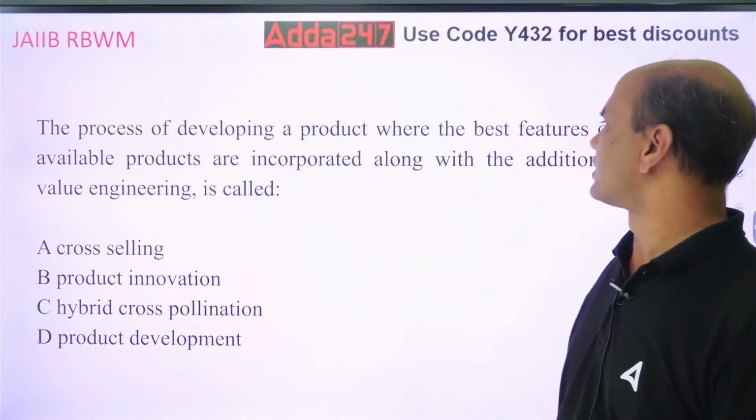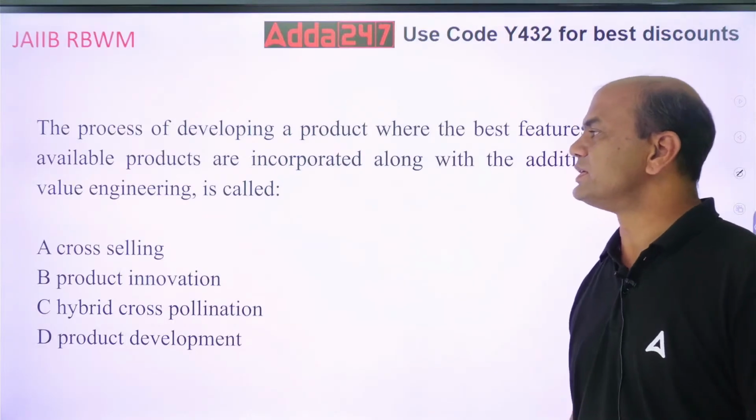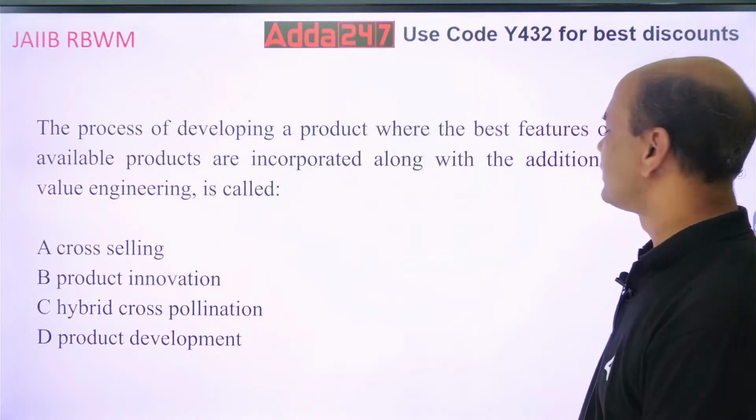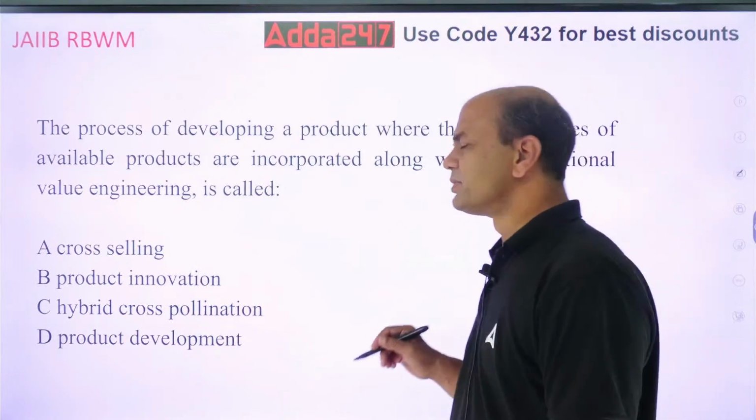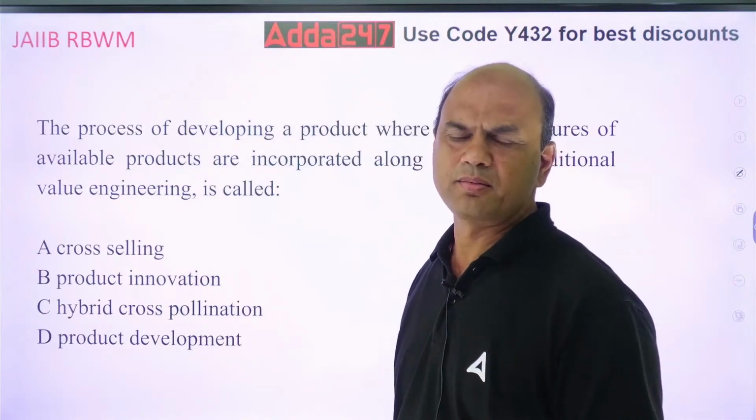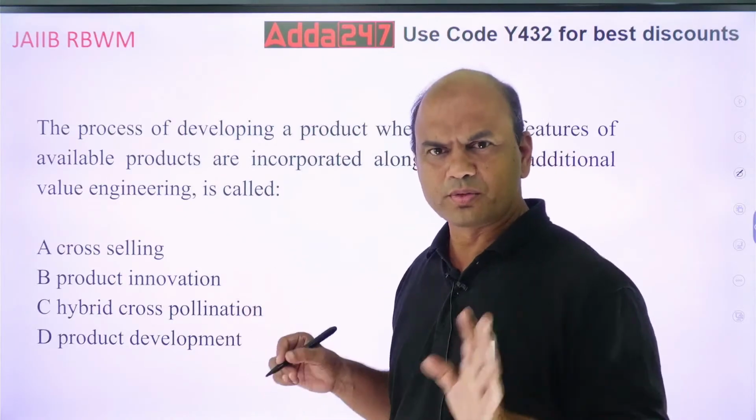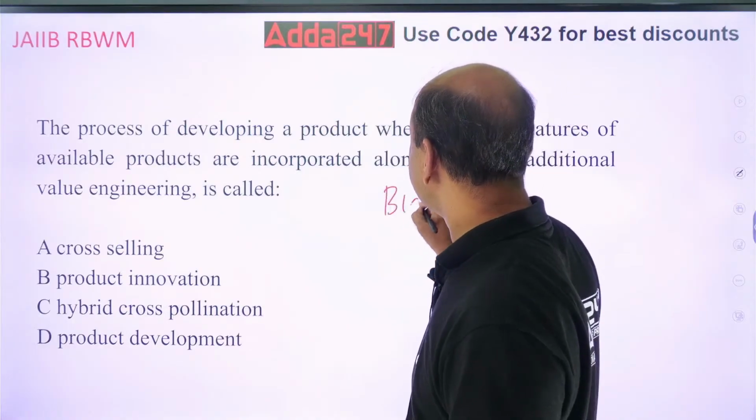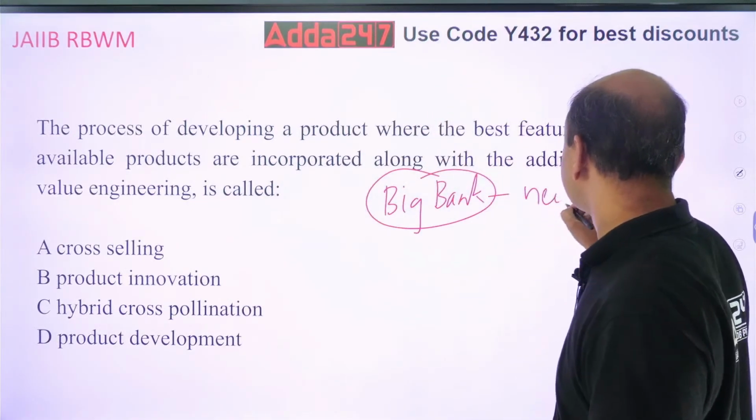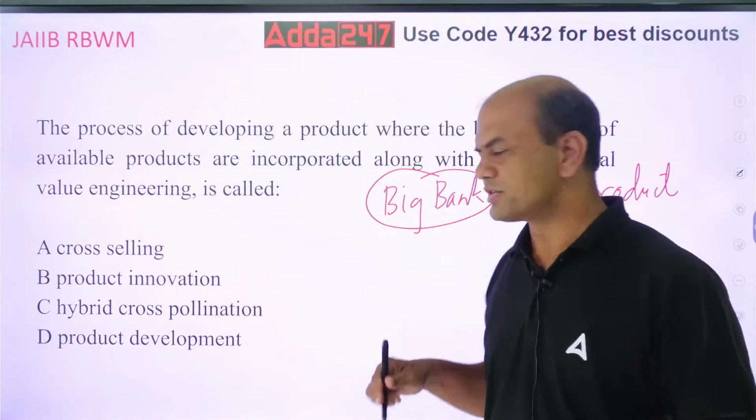The process of developing a product where the best features of the available products are incorporated along with additional value engineering is called as what? Best features along with the additional features. See it simply. Suppose some big bank, let's say SBI, PNB, Bank of Baroda, HDFC Bank, ICICI Bank, has brought a new product. I am a smaller bank, a smaller cooperative bank or smaller private sector bank. What will I do?